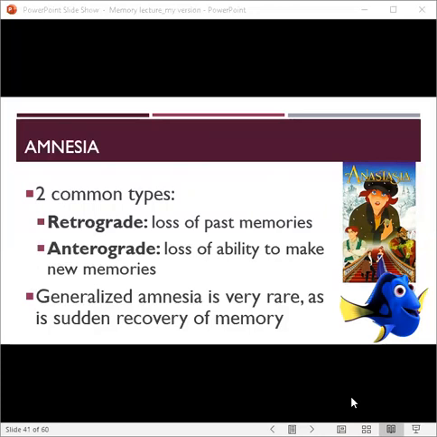As is Dory, from Finding Nemo. Dory's actually an example of anterograde amnesia because she doesn't have the ability to make new memories. For those of you who have seen Finding Nemo, Dory is a character who forgets things as soon as they happen.